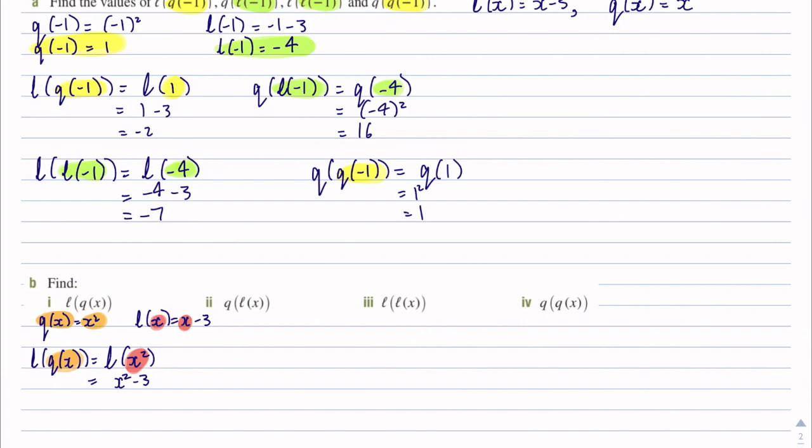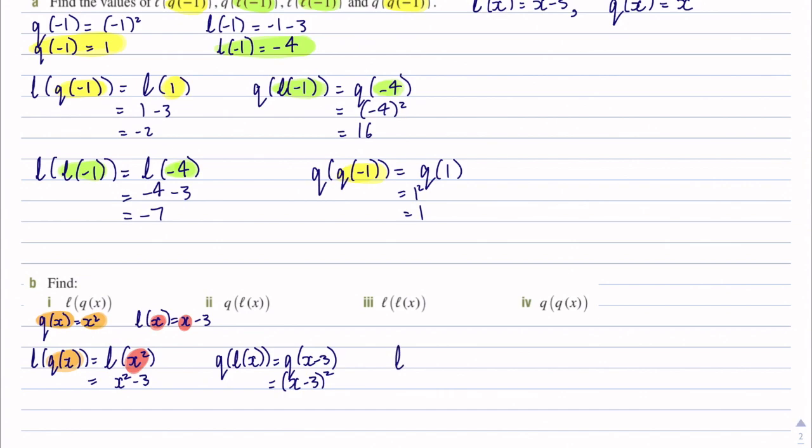If I have Q of L of x, then I have Q of, well, x take 3. Now Q of x was x squared, so what I'm going to do is x take 3 squared.